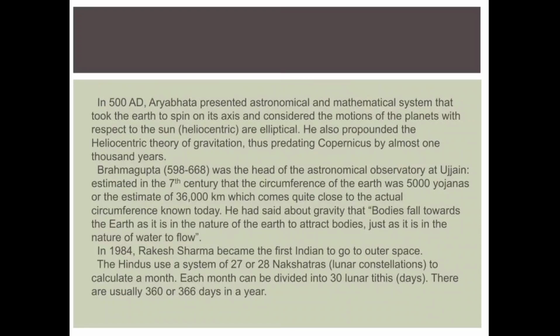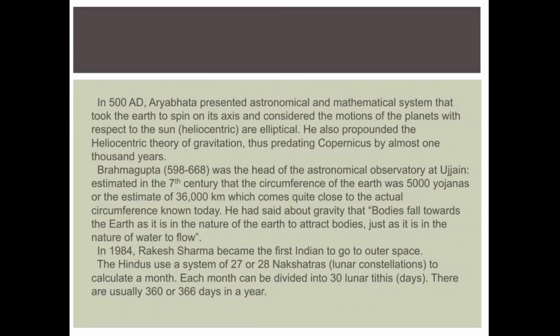He also made an accurate approximation of the Earth's circumference and diameter, and also discovered how lunar and solar eclipses happened for the first time. Brahmagupta, 598 to 668, was the head of the Astronomical Observatory of Ujjain.